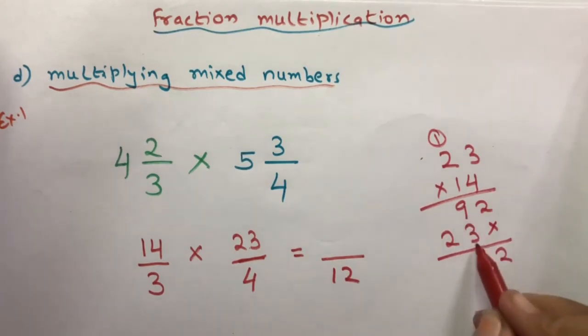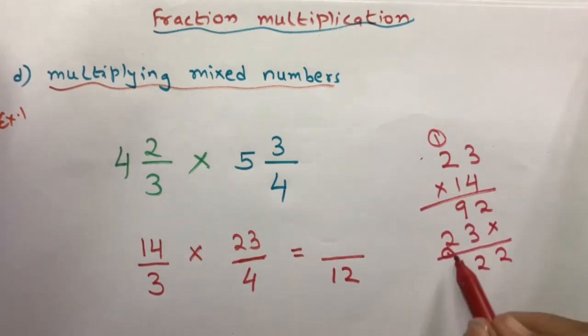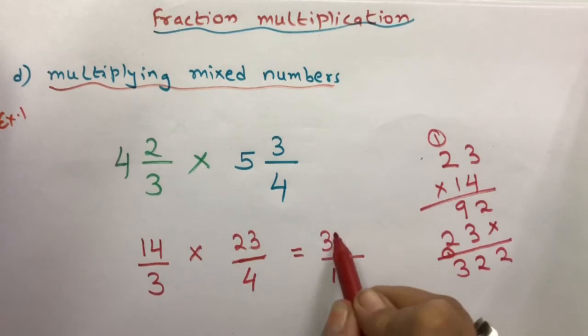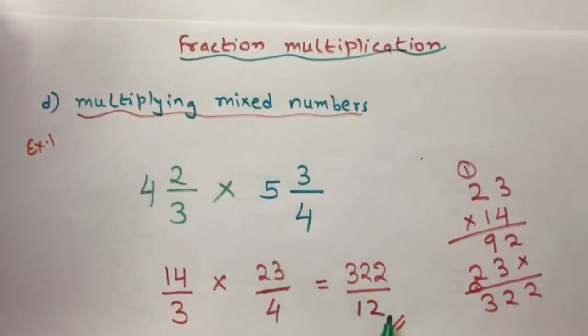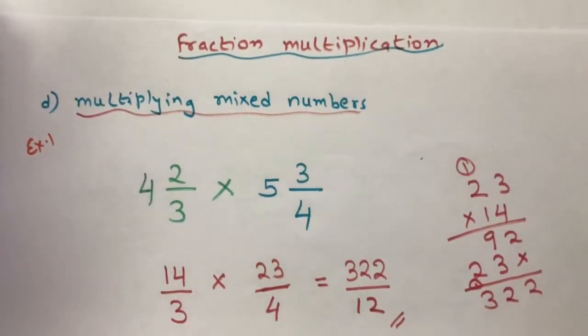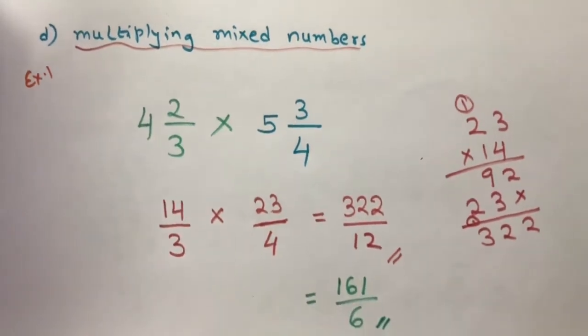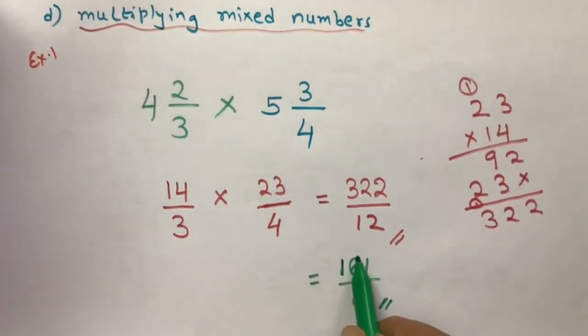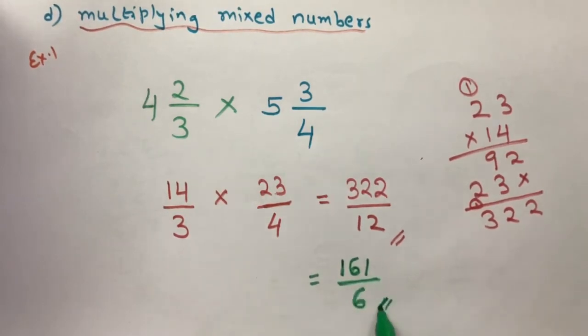So this becomes 322. This can be further divided by 2. So I'll divide it. This gives us 161 divided by 6. So this is the answer.